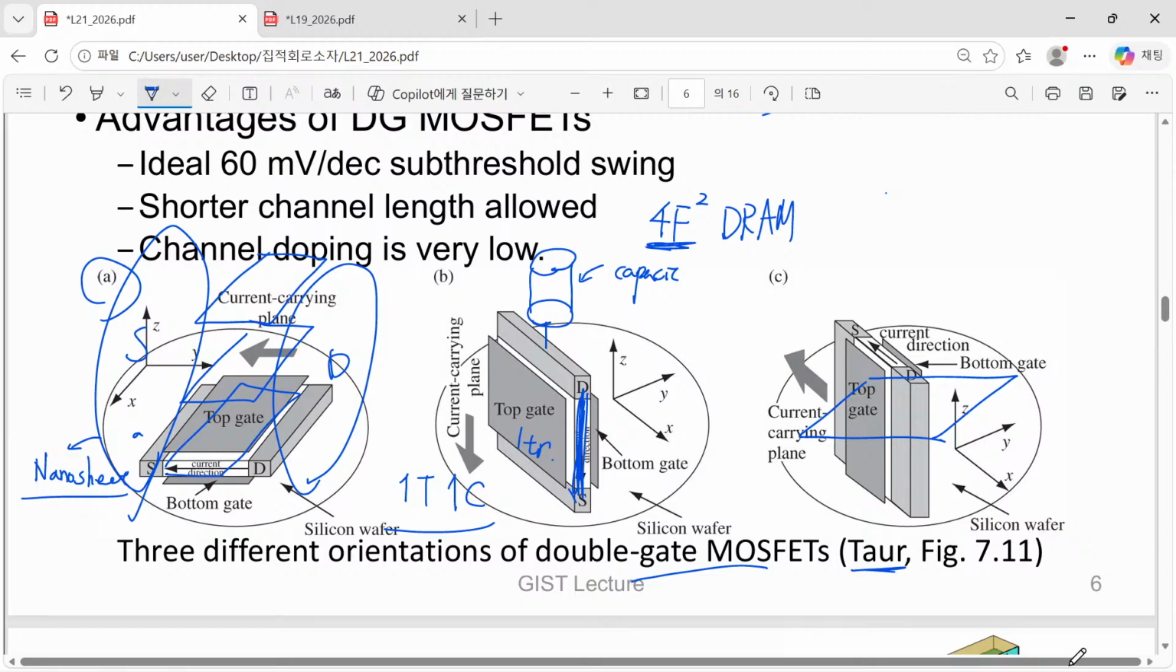And let's go to the final one, C. In this case, our current conduction is still in plane, but now this vertically placed sheet corresponds to the channel shape. Here we have a source, and here we have a drain, and we have a tall structure called a fin, and this typical structure C is called a FinFET.